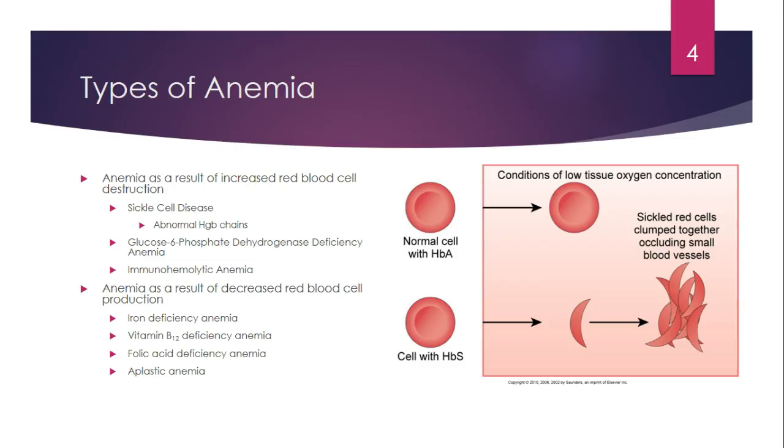Other things that we talk about: iron deficiency is probably the biggest one worldwide, and this is from a lack of iron in diet, obviously. Other things we can think about would be other nutritional ones, such as vitamin B12 or folic acid deficiency. And then we can talk about aplastic anemia, which I've commonly seen secondary to chemotherapy or cancer.